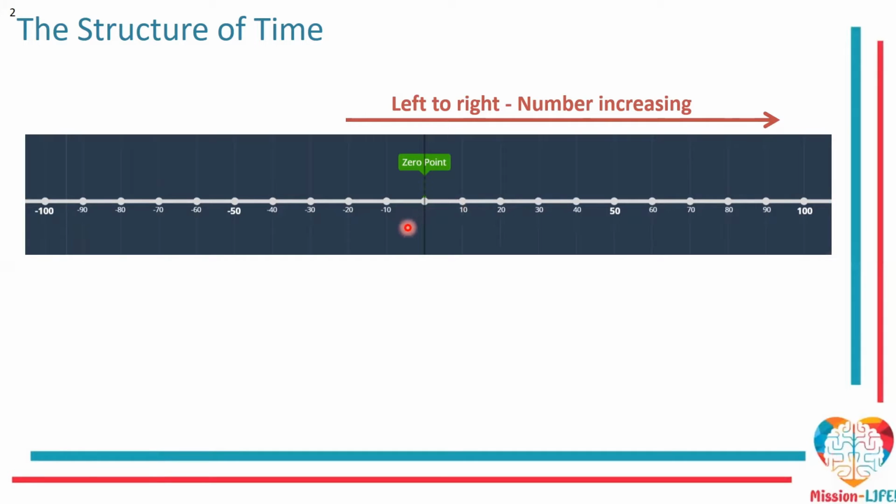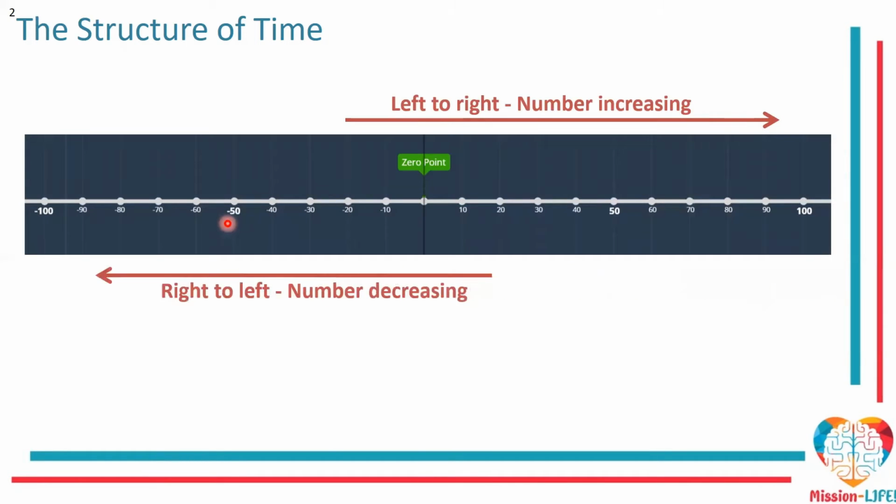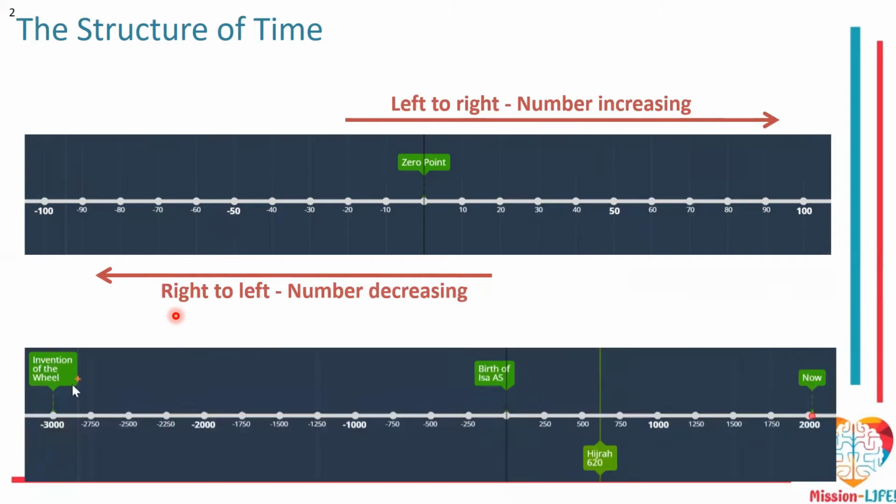Minus 1, minus 2, minus 3, minus 10, minus 20, minus 30, and so on. While the number is actually getting bigger, 10, 20, 30, 40, 50, because of that negative sign just before the number, it is actually getting smaller. So on the number line, as we move from right to left, the numbers get smaller. Now, using this concept of the number line from mathematics, let's apply this to the history timeline.